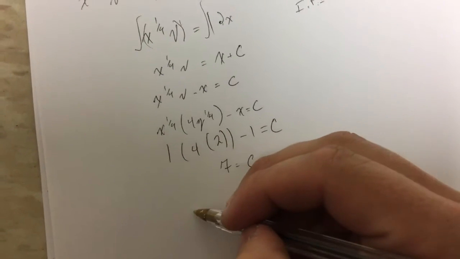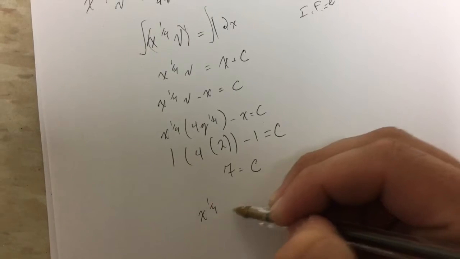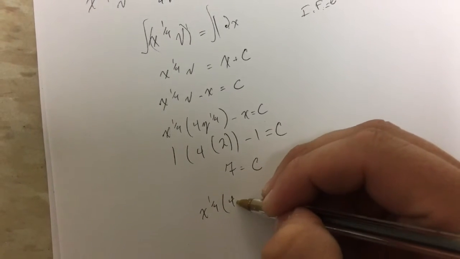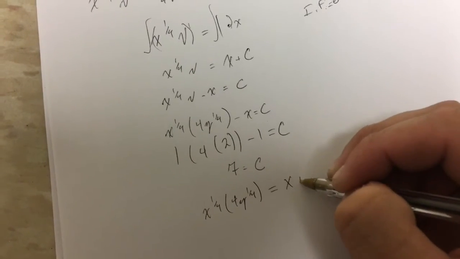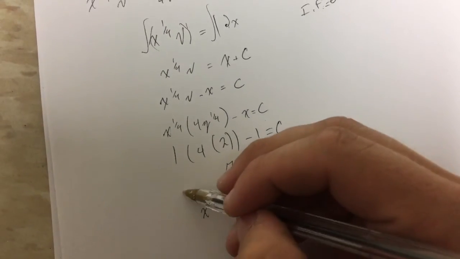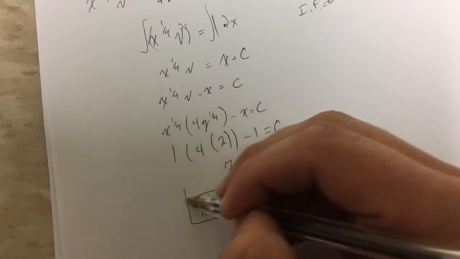And you end up with x to the 1/4 times 4y to the 1/4 equals x plus 7. And this is your final answer.